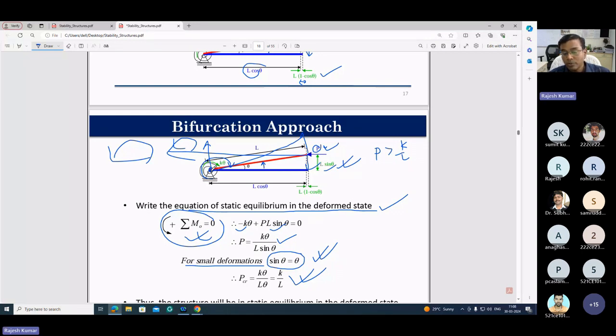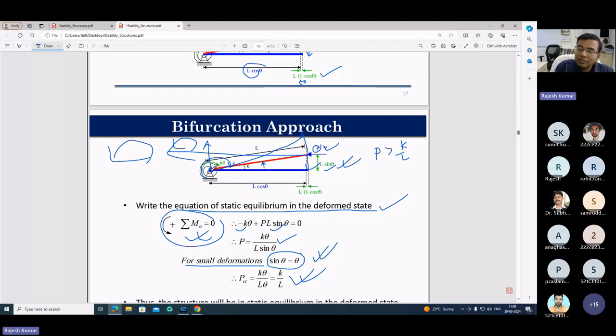Solve the stability problems I discussed. Always you have to choose either energy or static equilibrium in the deformed state. Keep in mind the deformed state, because you are going to give a perturbation and then check whether the system is stable, unstable or neutral. You examine the stability in the deformed state by giving a perturbation.